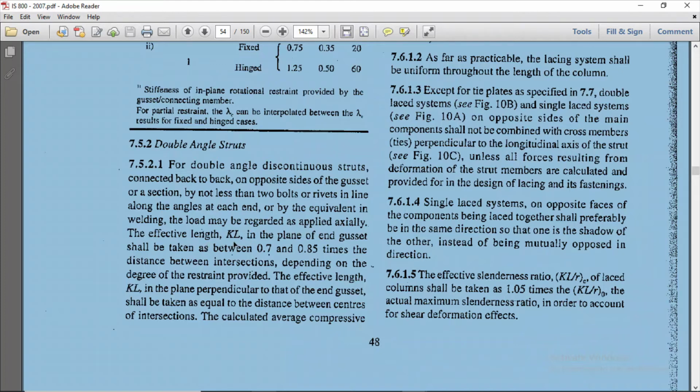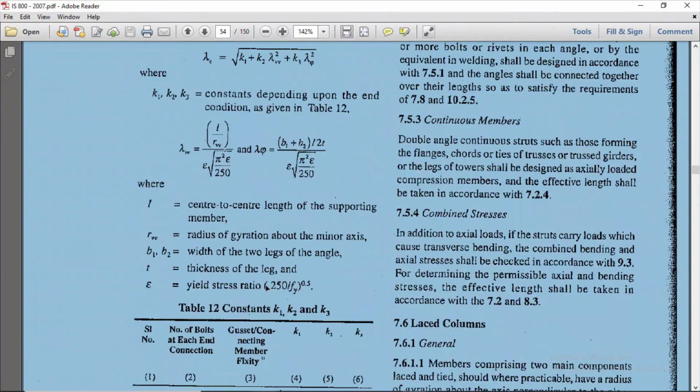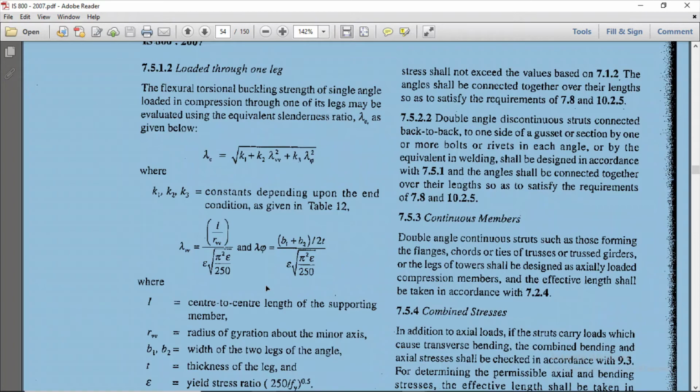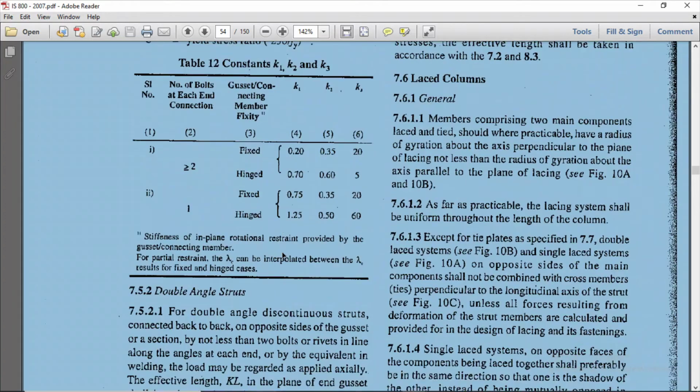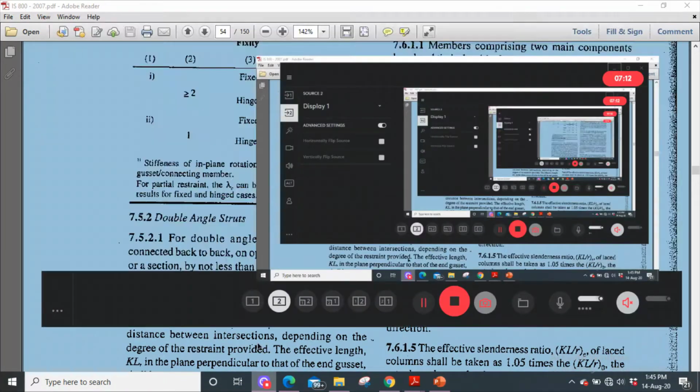The effective length K into L in the plane of end gusset shall be taken as between 0.7 to 0.85 times the distance between the intersections depending on the degree of restraints provided. Right, so 0.7 to 0.85 is the value we can take. So let us consider the maximum value. We are going to consider the value of K as 0.85. Right, so let's go back to the board.